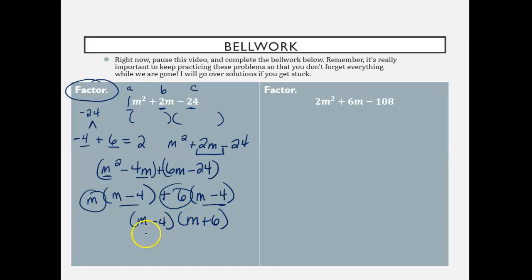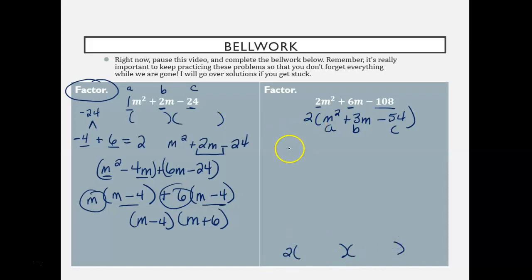Now this last one did not have a GCF, but this one does. Let's think about what 2, 6, and negative 108 are all divisible by. Well, they're all divisible by 2. So if I divide everything by 2, that becomes 1, 3, and negative 54. That's my new A, B, and C, not the 2, the 6, and the negative 108. I also don't want to forget that 2 is a GCF in my answer.